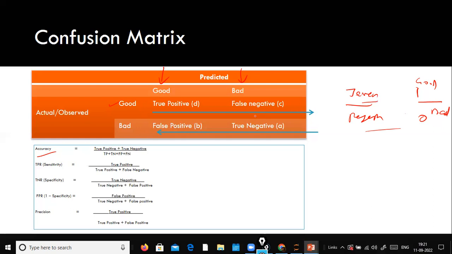And another example, a COVID test. Let's say you are actually infected with COVID, and my model also predicted, yes, you have COVID. That is true positive. But if you are actually infected with COVID, but your model wrongly predicted you are not having COVID.